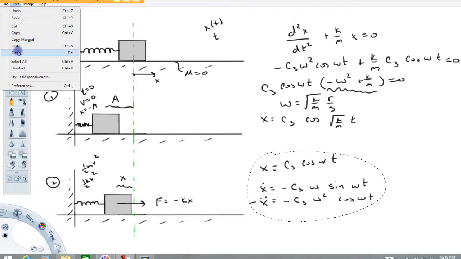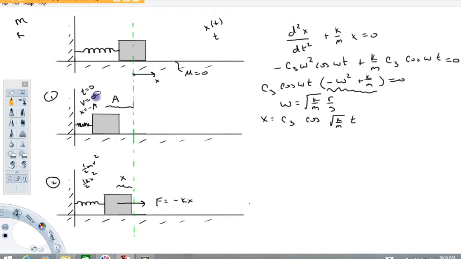We can get C3 in this example from this condition, that at t equals 0, x is equal to minus a, whatever a is. So we apply that condition. X is equal to minus a when t is equal to 0. So this thing is going to read minus a equals C3 times the cosine of 0. It doesn't matter what this is. If you put a 0 here, that whole term is 0. Cosine of 0 is 1. So C3 is equal to minus a.